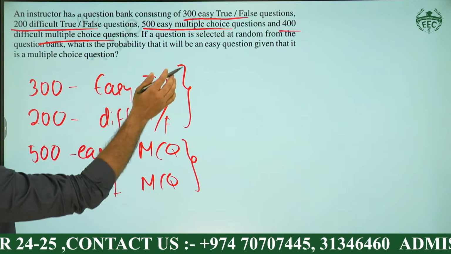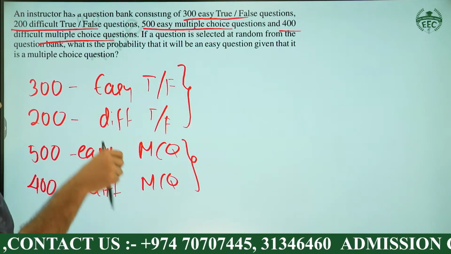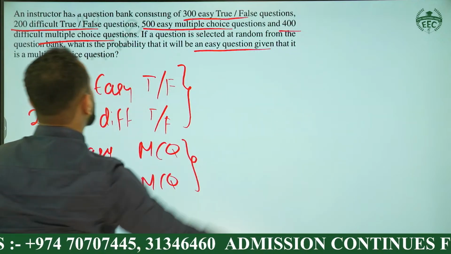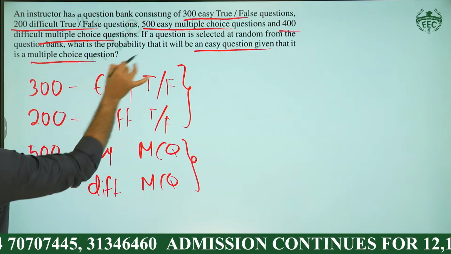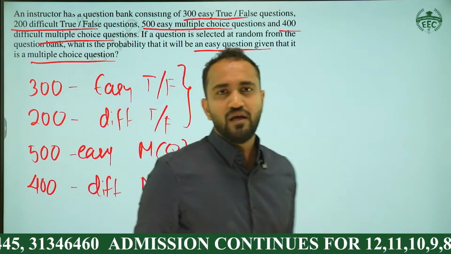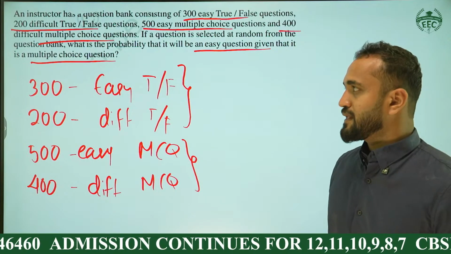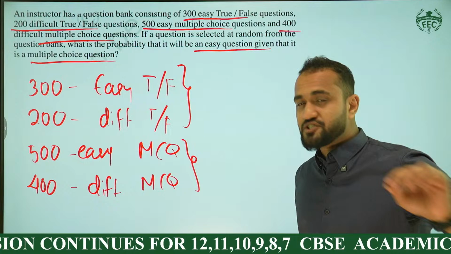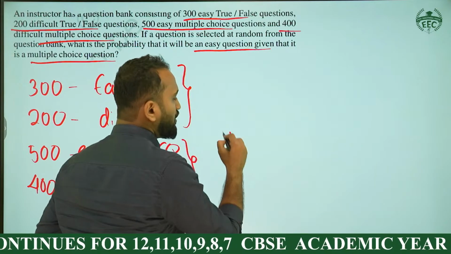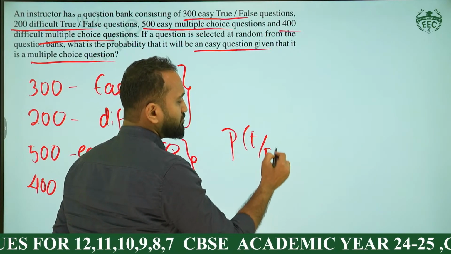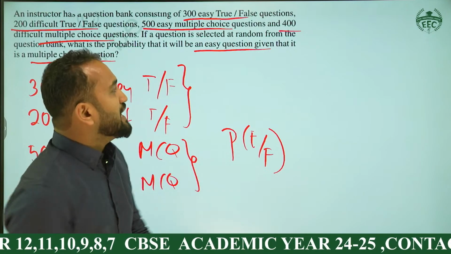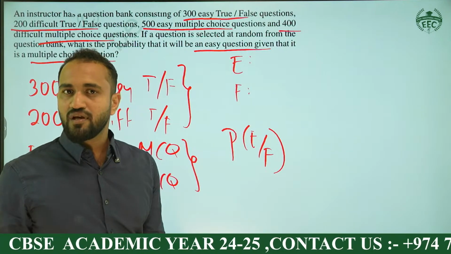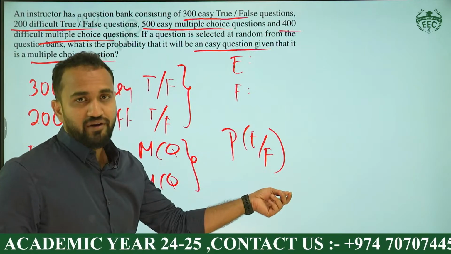If a question is selected at random from the question bank, then what is the probability that it will be an easy question, given that it is a multiple choice question? People, this is what they are asking here. Remember, while dealing with any question related to conditional probability, you are supposed to find P of E given F. So define E and F, so that you can find P of E given F.